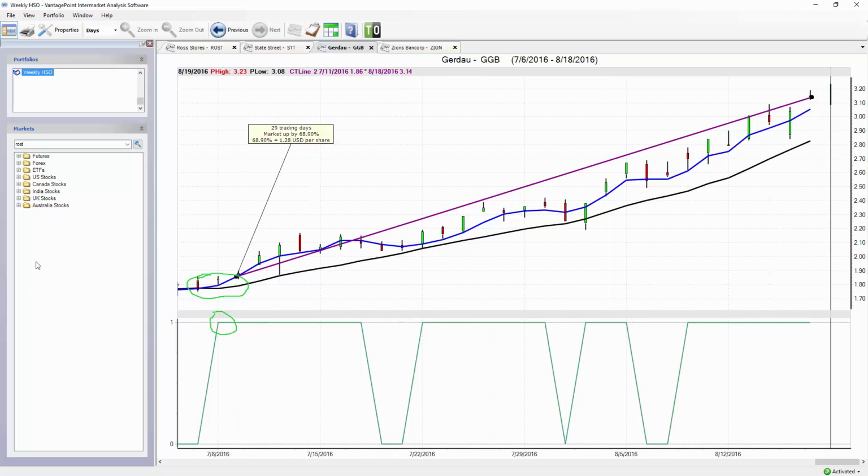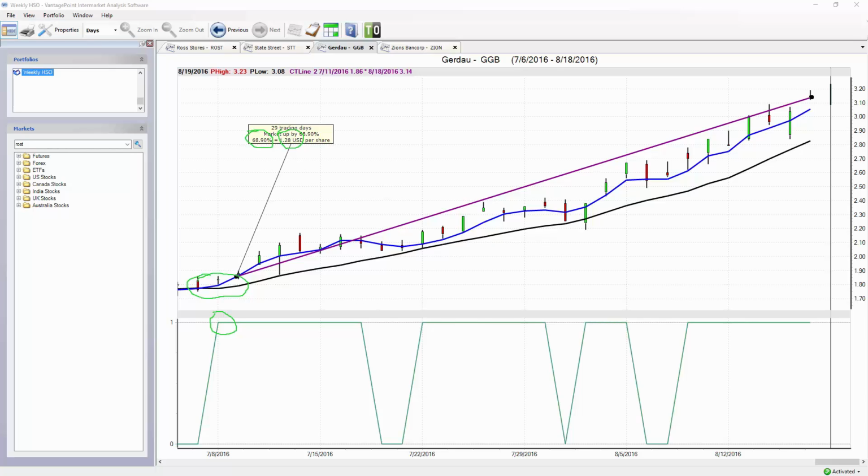29 trading days, market moved up 69%, almost 70%. $1.28 per share. So even just a couple thousand shares, a very small position, seeing a considerable return there of at least a few $1,000s on a move just over the past couple months here. So really nice move there in Gerdau, but the same approach: blue line over black line, get that confirmation of direction, and then use that neural index to really anticipate that short-term strength or weakness in the market.